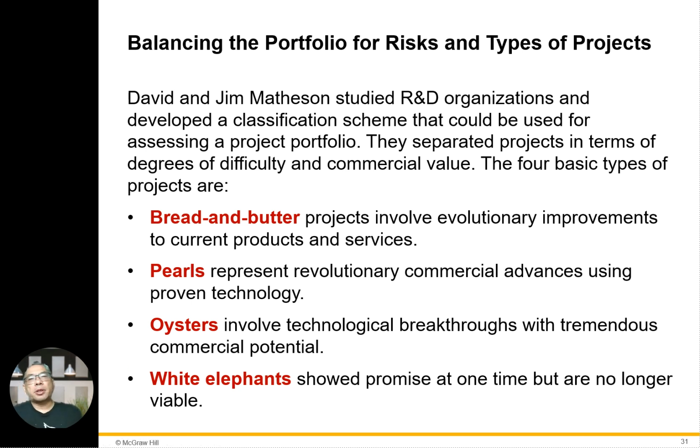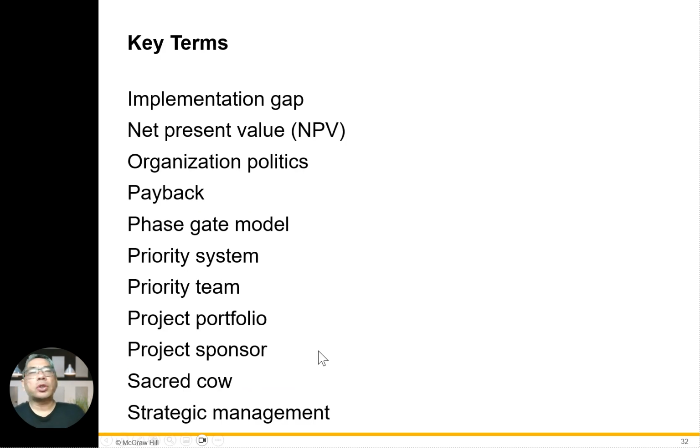So that's the one. The next one, we're going to focus on the key terms of this chapter. What are the key terms that we just reviewed? Remember these: implementation gap, net present value, organization politics, payback, phase gate model, priority system, priority team, project portfolio, project sponsor, sacred cow, and strategic management. These are the key terms you need to understand in this second chapter.